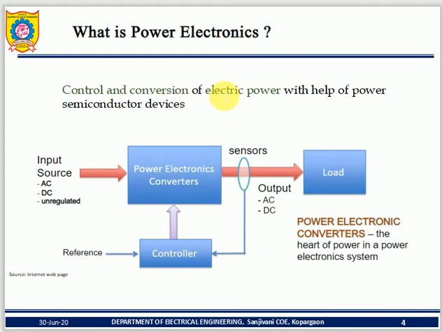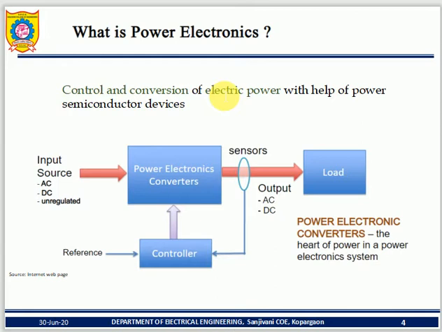One is conversion of one form of power to another form: AC to DC or DC to DC. Why DC to DC? Converting one fixed DC into my expected DC. If it is AC to DC, it is called a rectifier. If it is DC to DC, it is called a chopper. The third conversion is DC to AC, which is called an inverter.